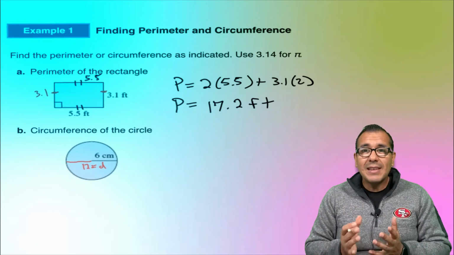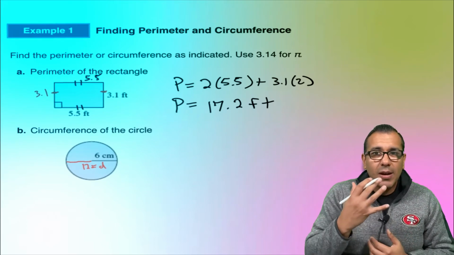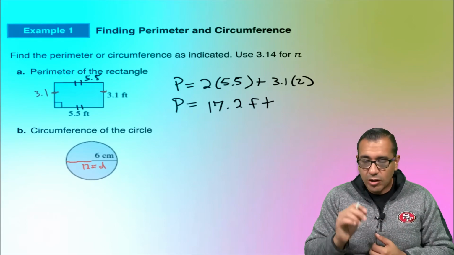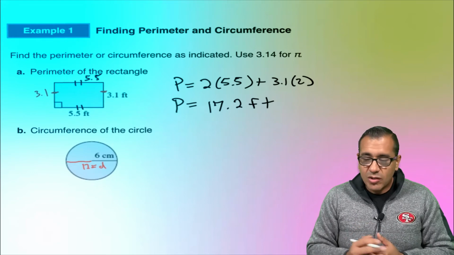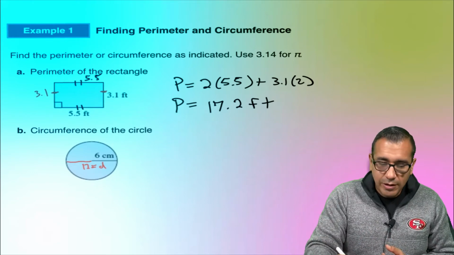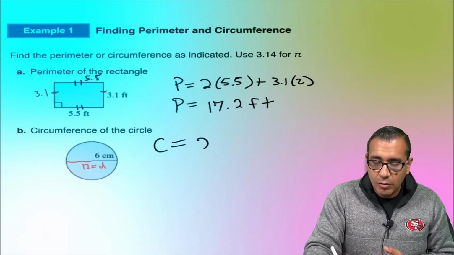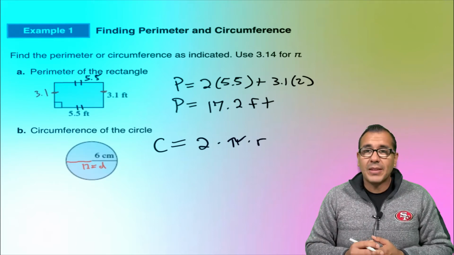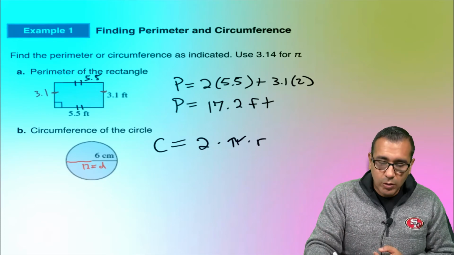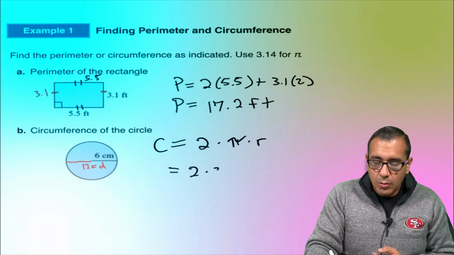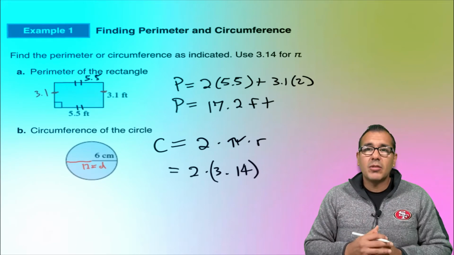Do we need it in this example? No, but I just wanted you to make sure you knew that. All right, so the circumference, we have a formula we're going to follow. 2 times pi times r. And remember, for pi, we're going to use 3.14. All right, that's the number we're going to use for pi.